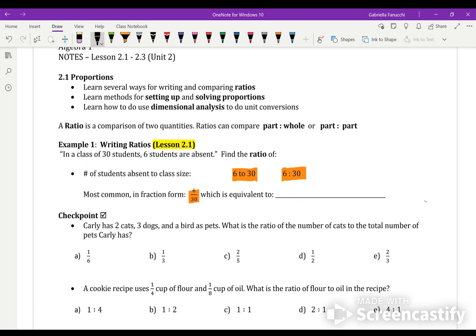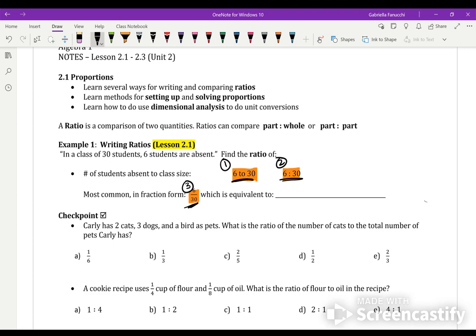Okay, so again, you can write ratios 3 different ways. And if, let's say, you like writing it this way, you can change it to this way. You can change it to this way. It is the same thing. It's just 3 different ways to write them. So you'll see in these notes and our weekly assignment that they're written all different ways, those 3 ways. But like I said, the most common is going to be in fraction form.